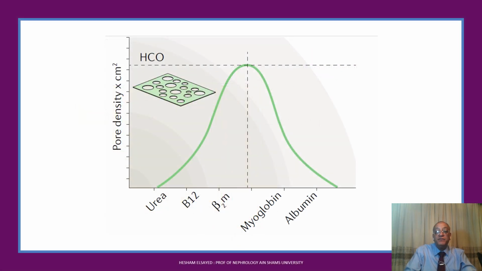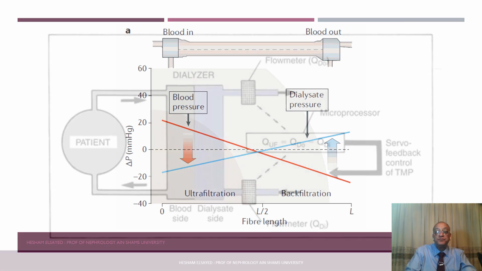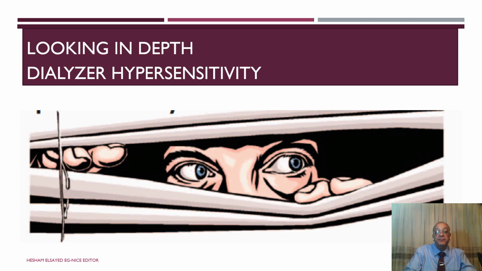So the high cutoff membrane, I think it's not in common use because the albumin loss here is more than 7 grams. With severe back filtration, you may have an endotoxin transfer and this induces a pyrogenic reaction. Always use a machine with feedback control to control the dialysis adequacy and time.